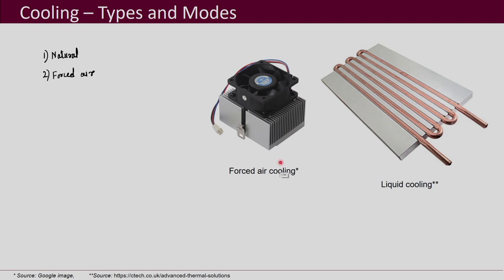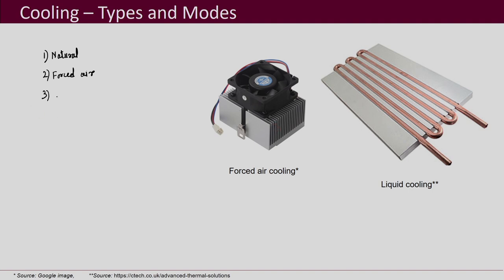Now here your forced air cooling picture is shown. Now you can see here that this one is the heat sink, and here this fan is mounted. So this fan will be rotating and that will help in further cooling down the heat sink. So that is called forced air cooling. The forced air cooling obviously is better in performance than your natural cooling.